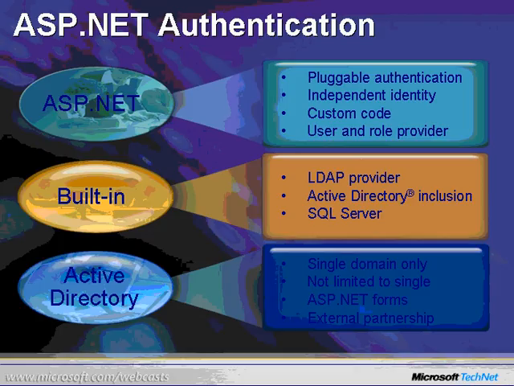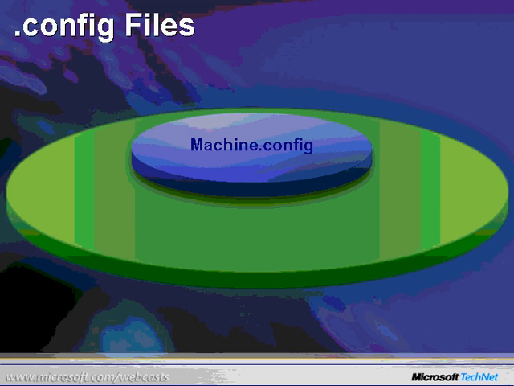For authentication, you may want to configure your application. So what are some of the options with that? Let's talk a little bit about the config files and try to expand our understanding of them. The .NET framework, and ASP.NET in particular, uses XML formatted config files to configure applications.